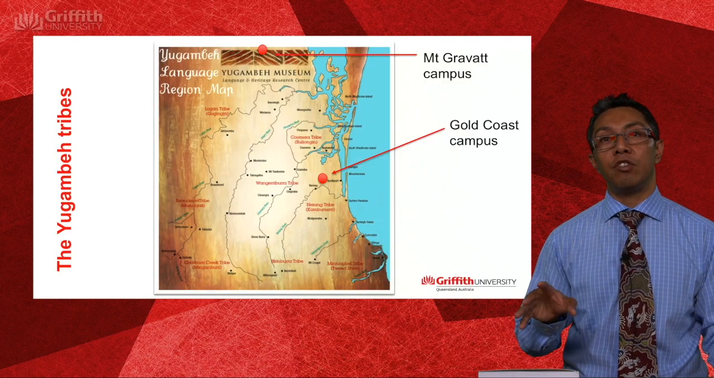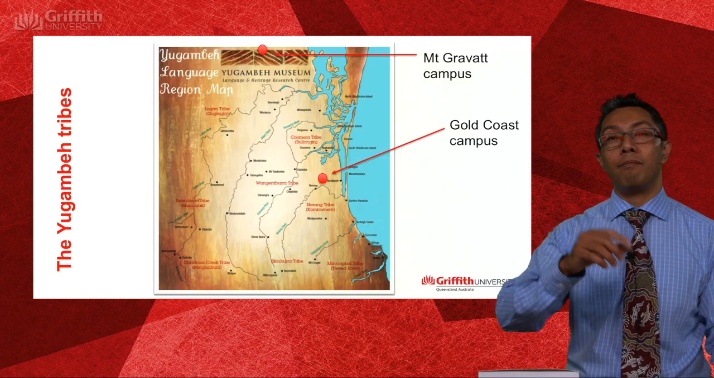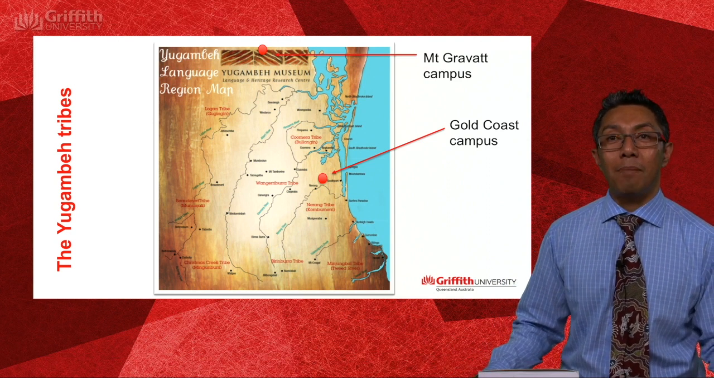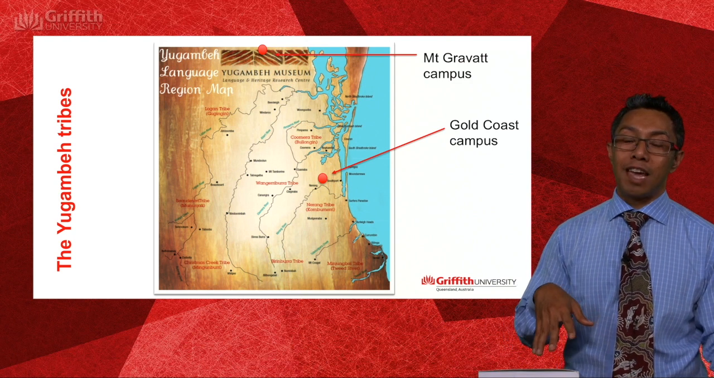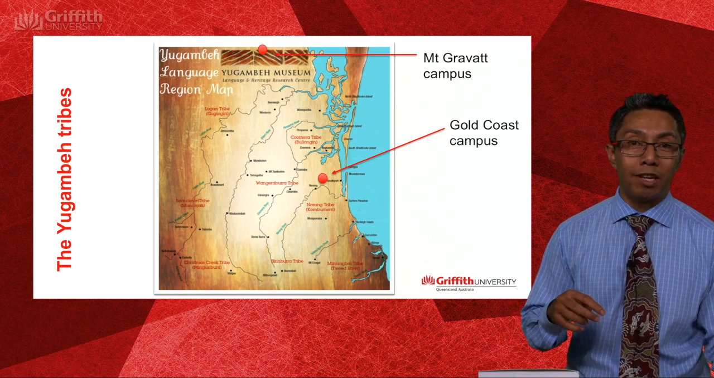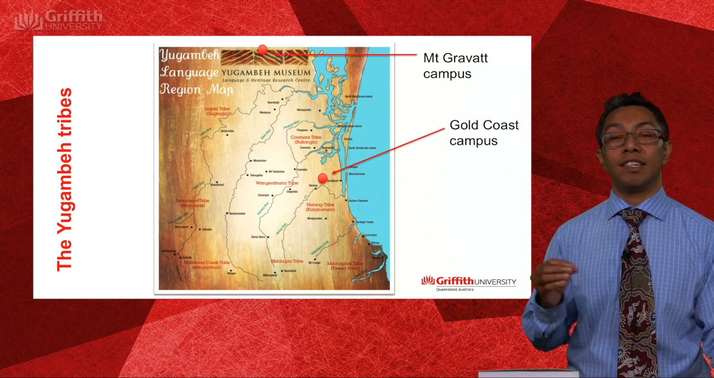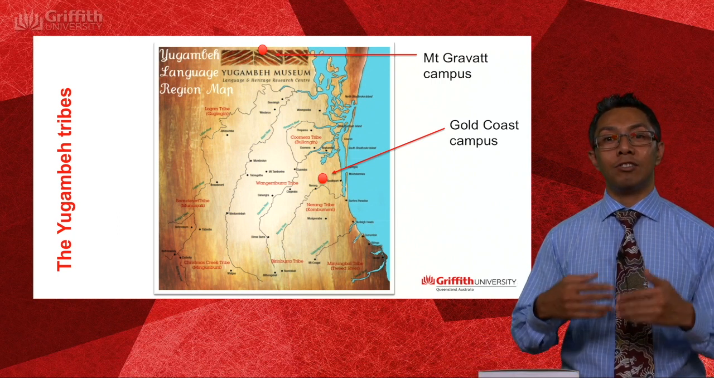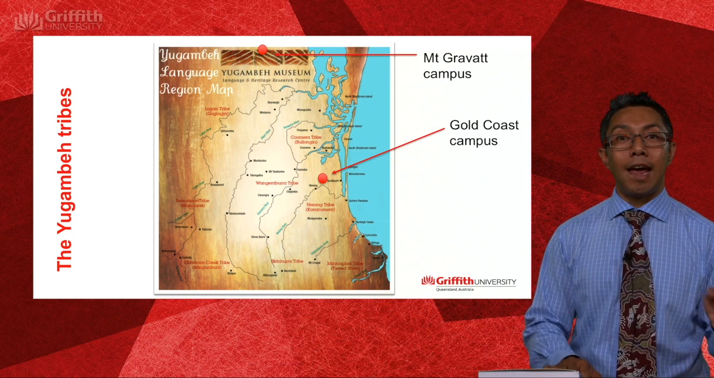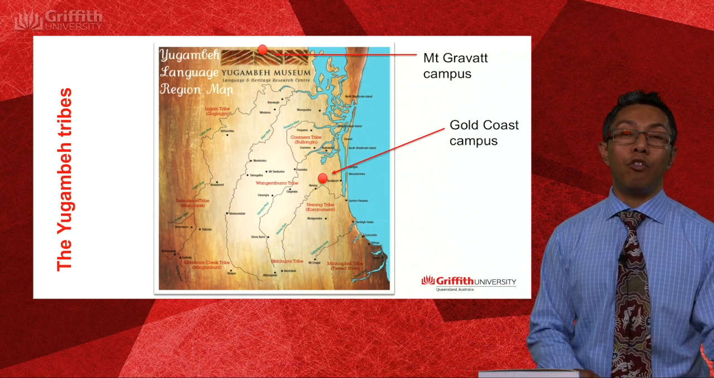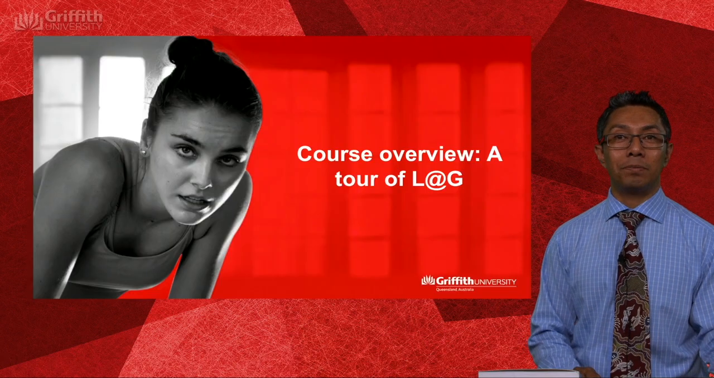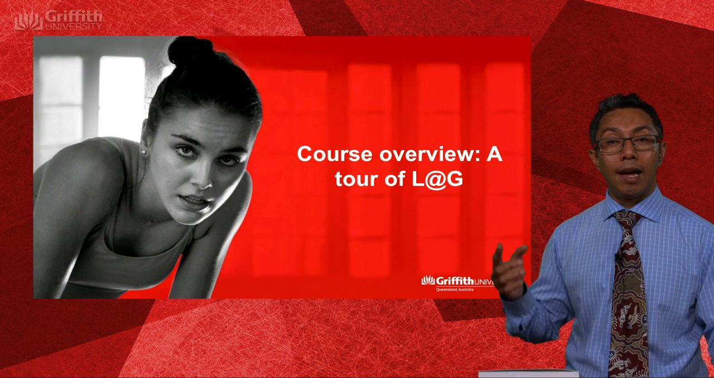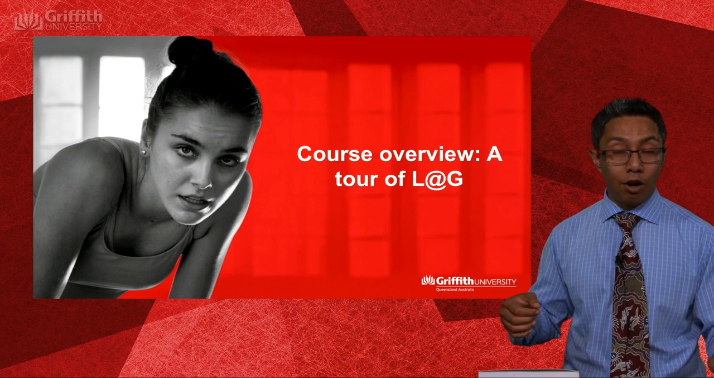If we zero in on the Yugambeh, here I've marked the location of our two campuses on which I teach, and you can see there that the Gold Coast campus actually resides within Coombie country. So that's why Griffith does a lot of work with the Coombie people in terms of bringing Indigenous knowledges into our courses. And that's actually the focus of one of the lectures later on in this course. Okay? But first, let's take a tour of the course by taking a tour of Learning at Griffith.